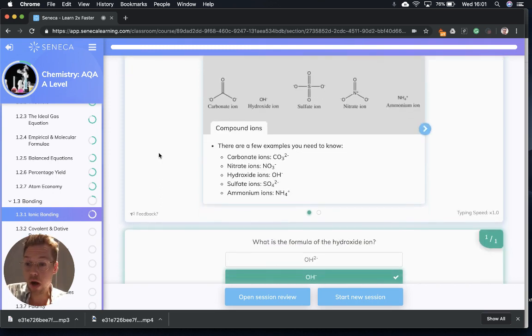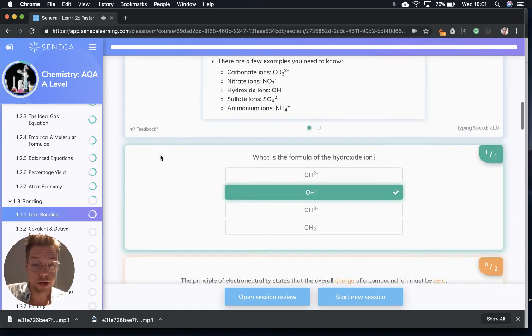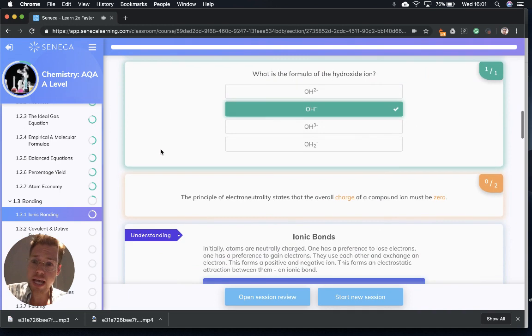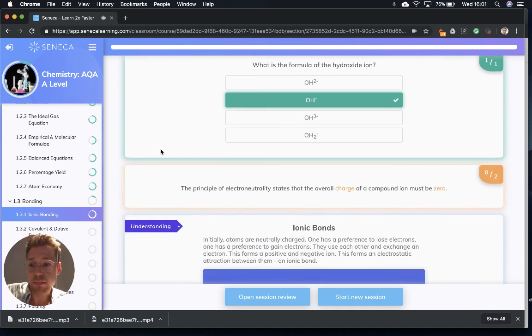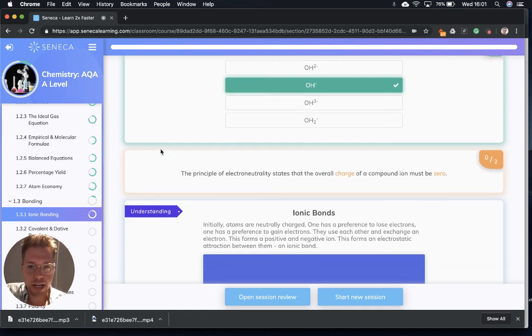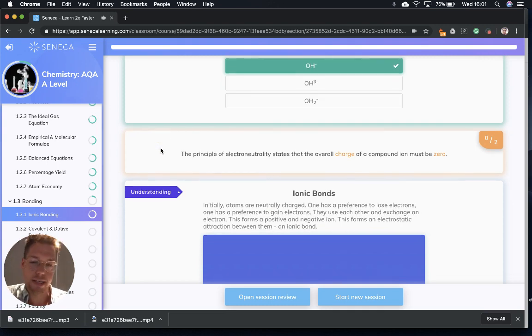So that's why electroneutrality is so important and really useful. It will help you determine the formula of an ion. Like in your exam, they could be really mean and give you some whack ion you've never heard of, and then you've got to be like, oh my gosh, what do I do? You rely on that principle of electroneutrality to determine the formula of that compound ion. It makes everything easier and better.